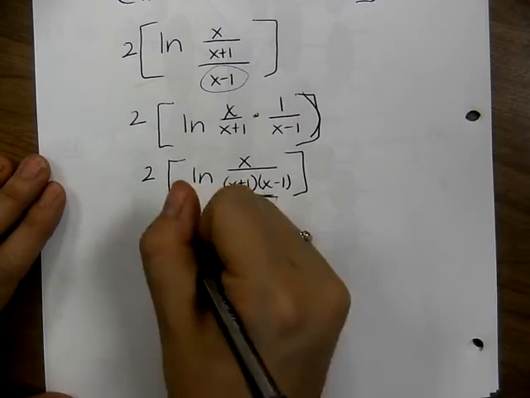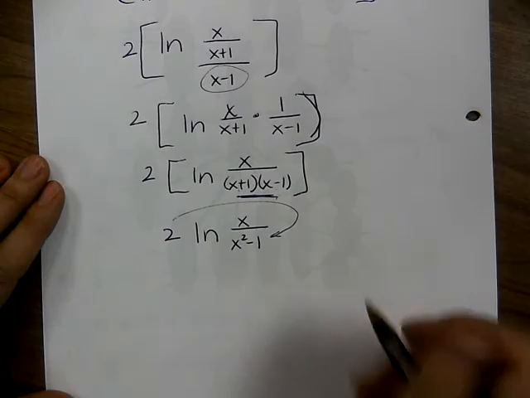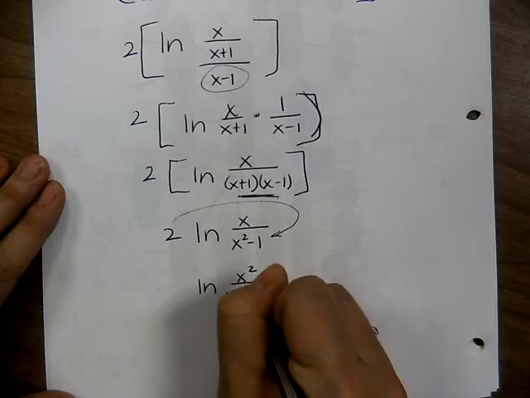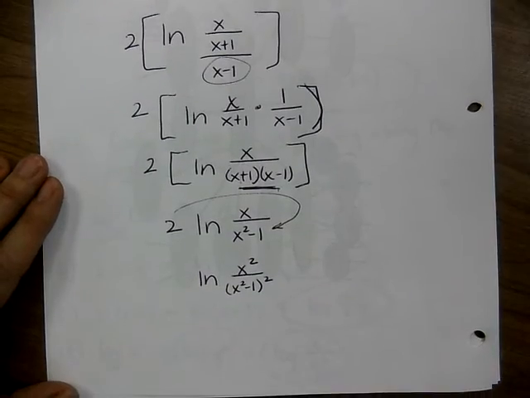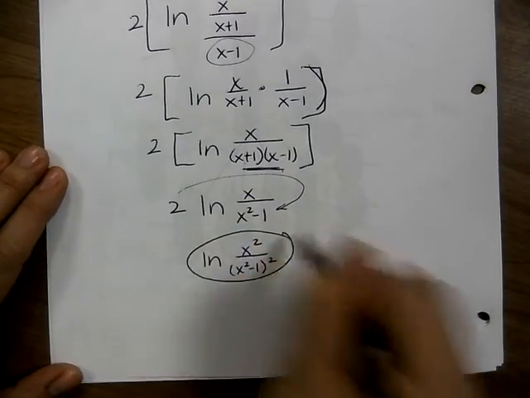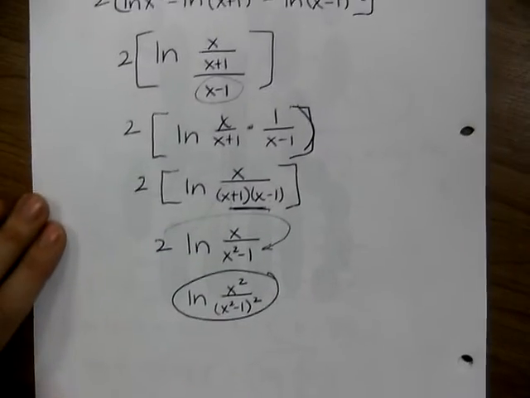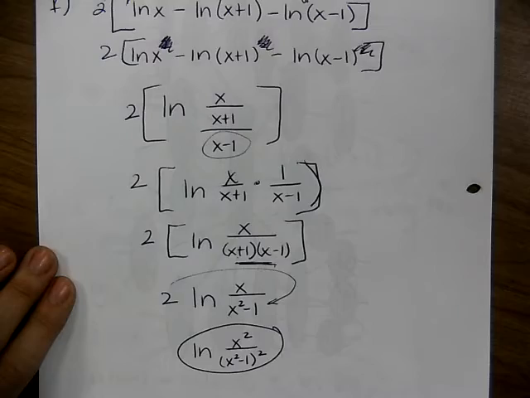And then when we pull that 2 over as our exponent, we have x squared over (x squared minus 1) squared. This is a pretty big problem, okay? You want to look at that again? Kind of just talk that through one more time.